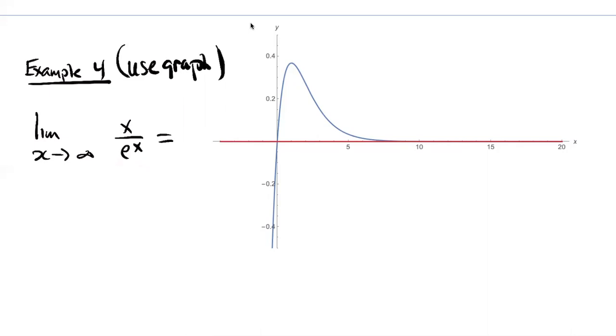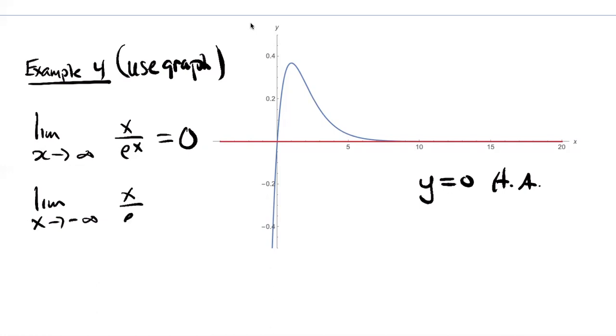Can you say what it is? The limit as x goes to infinity of x over e to the x, looking at that graph, what are the y values on the blue curve approaching as x goes to infinity? It looks like they're approaching 0. We've got a horizontal asymptote at y equals 0. Notice that unlike any of our rational function examples, the limit as x goes to minus infinity of this same function doesn't exist. So it's not always the case that just because you have a limit in one direction, you have it in the other. It will always be the case for rational functions, but not for arbitrary functions.